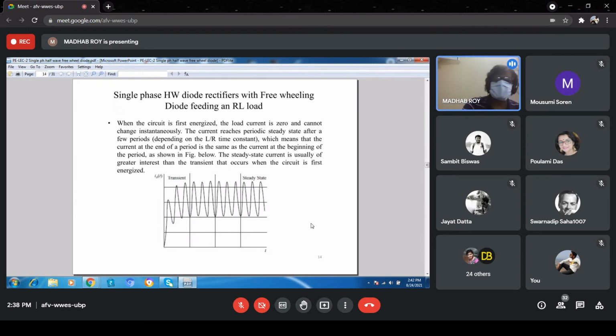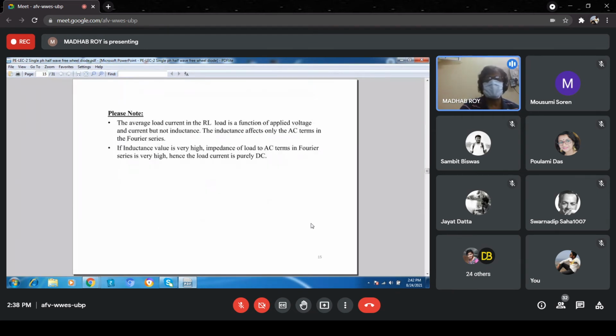So the steady state current is usually of greater interest than the transient that occurs when the circuit is first energized. Okay, steady state, and that depends on the L by R time constant also. So you know that. The average load current in an RL load is a function of applied voltage and resistance, but not inductance. Inductance affects only the AC terms in the Fourier series. Because you already saw that the average voltage across the inductance is always 0. Already I have told you that.